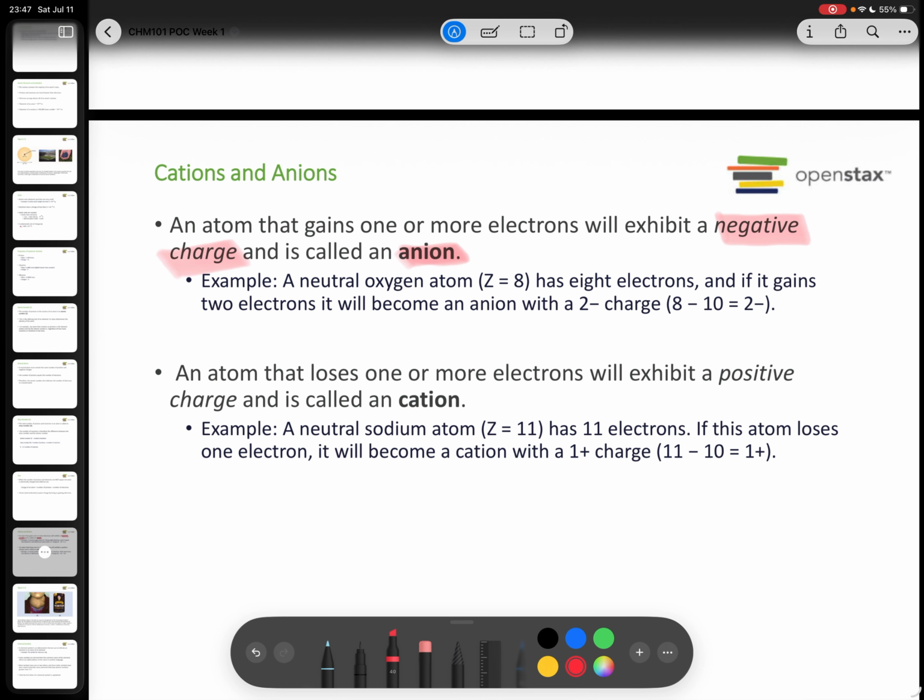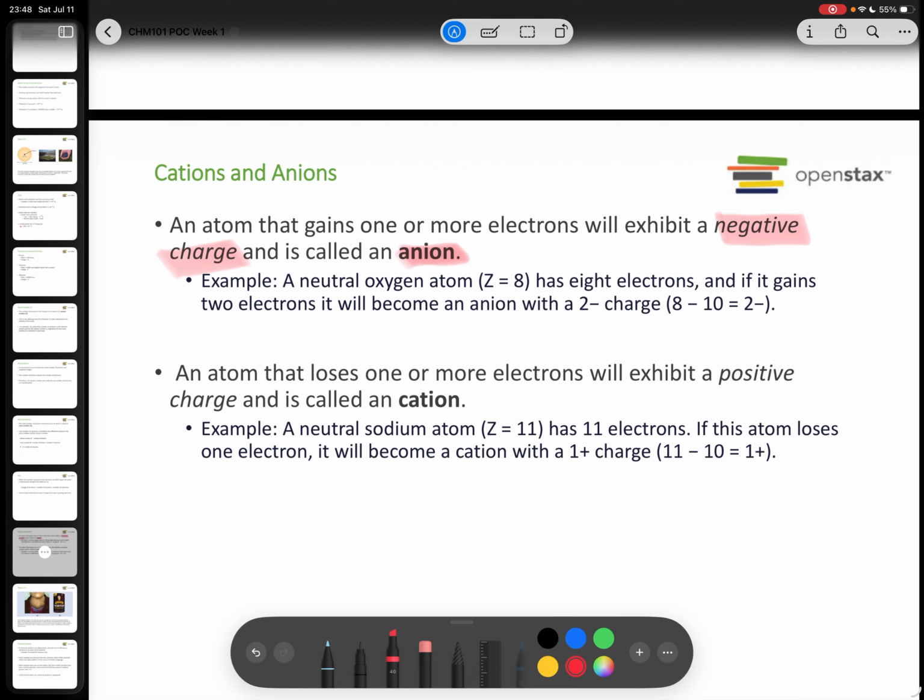oxygen has atomic number of 8, no? Z niya is 8. A neutral oxygen, walang charge. A neutral oxygen atom has 8 protons and 8 electrons. So if it gains 2 electrons, it has 10 electrons na and a charge of, ano kaya yung magiging charge niya? 8 minus 10 is 2 negative, or 2 minus.